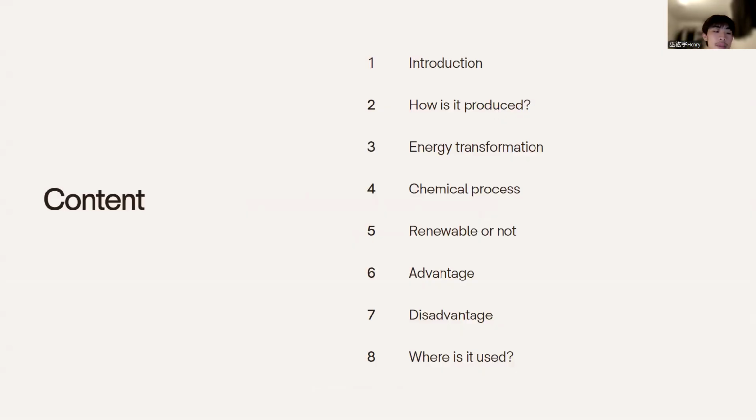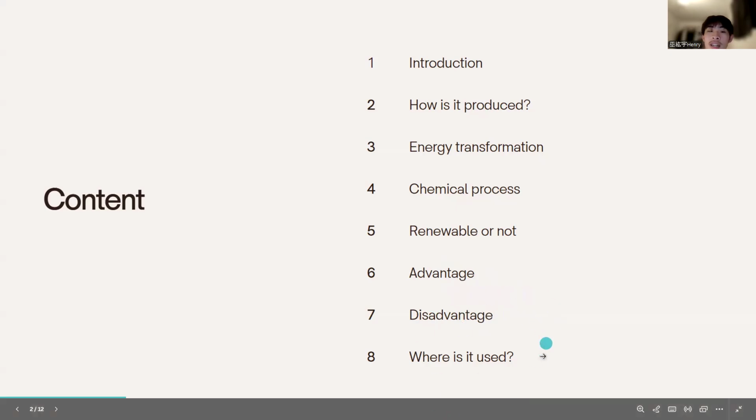And here's a table of contents. First, the introduction to nuclear energy, then how it is produced, the energy transformation, the chemical process, and whether it is renewable or not, and then its advantages and disadvantages, and where it's used globally and in Canada.